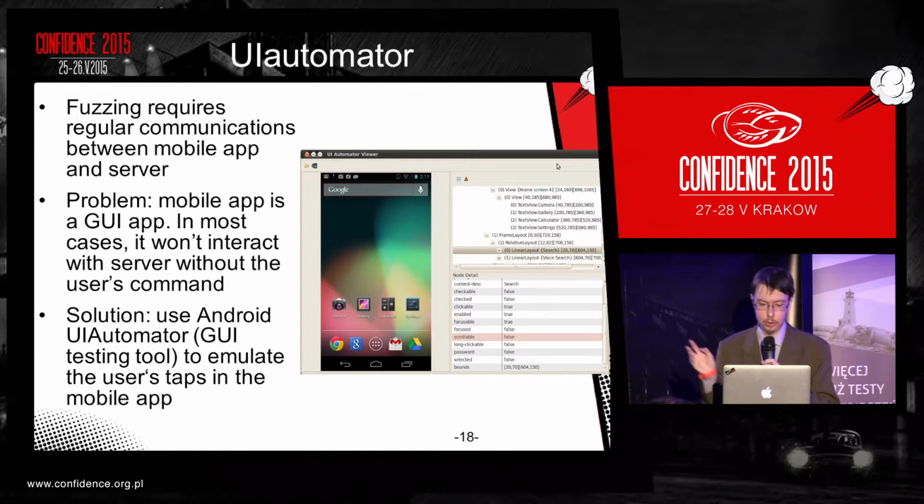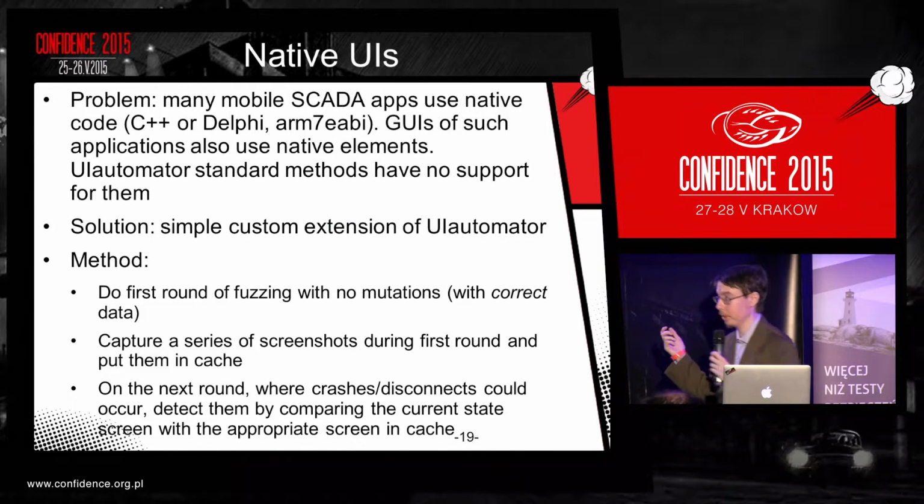We used a simple solution, Google Android UI Automator, a GUI testing tool, to emulate the user taps in the mobile application. However, the next problem arose. Many mobile SCADA applications use native code, C++ or Delphi, compiled for ARMv7. And the GUI of such applications also uses native elements, and Google UI Automator standard methods have no support for them. As a solution, we wrote a simple custom extension for UI Automator and used the following method.